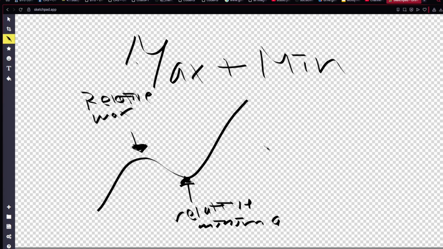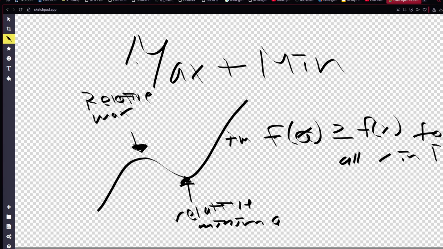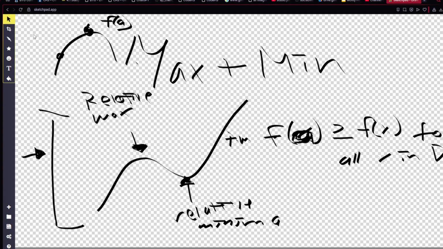So let's define the terms. What is an absolute maxima? I'll just say AM for absolute maxima, and that's if f of a is greater than or equal to f of x for all x in D. Essentially stating that the output, or the value on the y-axis, is greater than everything else on the graph. So if you have a parabola here, then this f of a is greater than any other f of x you can put. Pretty simple and logical there.